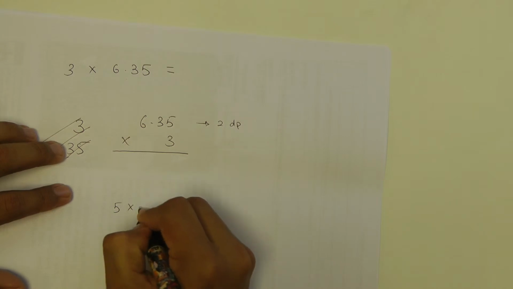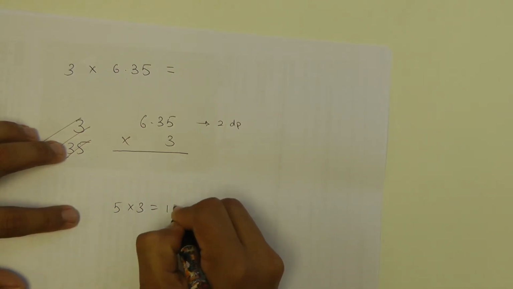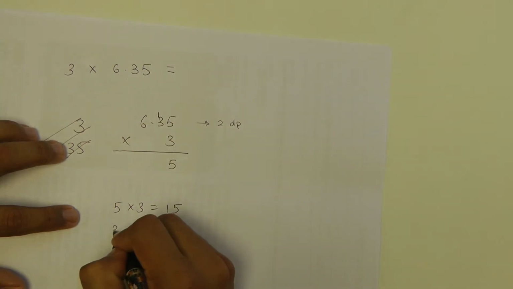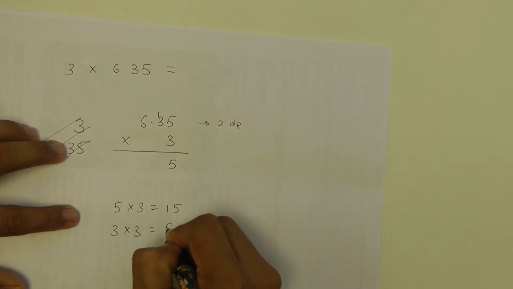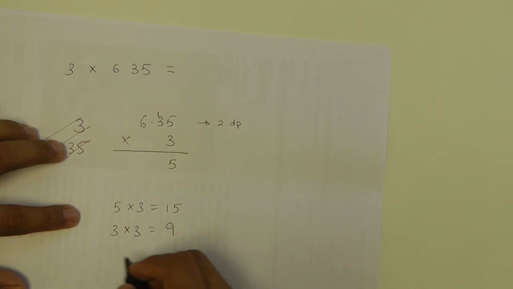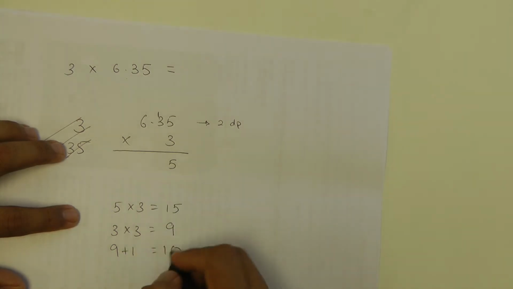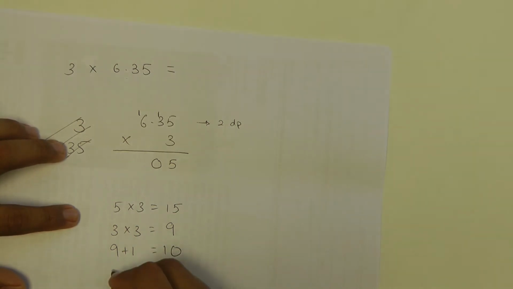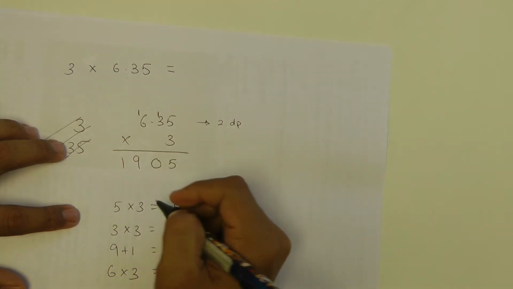Now I'll take 5 times 3, it will give me 15. In 5, I carry up 1 here. 3 times 3 is 9. And what's next? Do I just straight away write 9 here? No, I don't. I need to add 1. Gives me 10. Okay, again, I cannot put 2 digits, so put 0 here and I put 1 here. And lastly, I'll take 6 times 3. Gives me 18. Then 18 plus 1 gives me 19. And I just write 19 here.